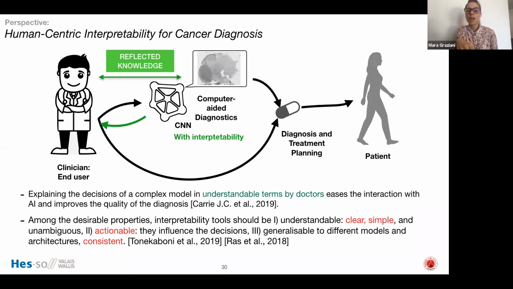And among the desirable properties, we found out interpretability tools should be, as I said, understandable, clear, simple, and unambiguous, and they should also be actionable. So they should actually influence the decisions of the end users, for example, by asking for further checks, by rechecking eventually some areas in the image that they might have skipped. And so they have a potential of translating into an action. And they should be generalizable to different models and architectures, and they should be consistent with the clinical values that clinicians follow.